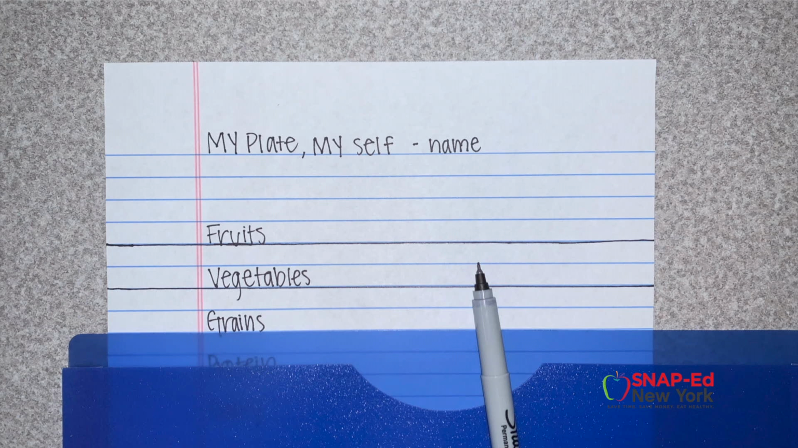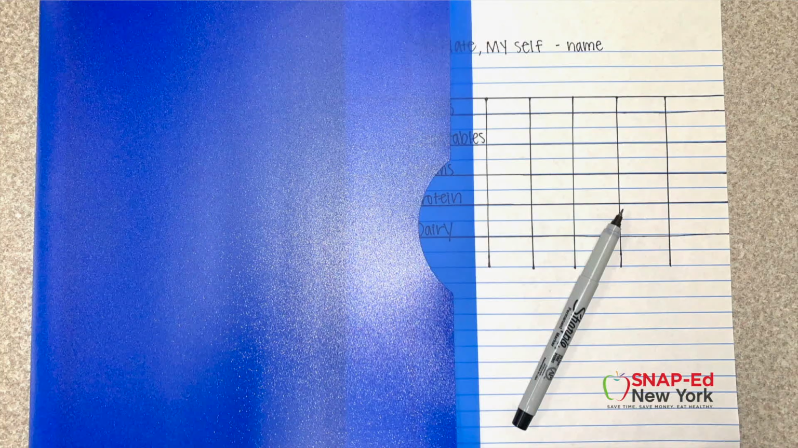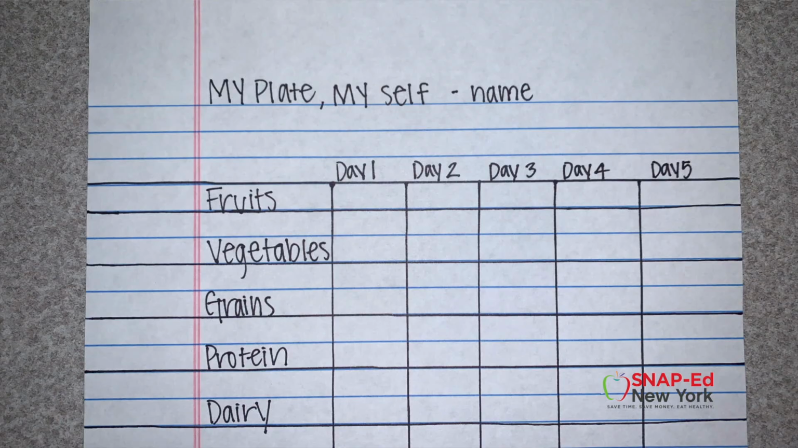Great job! Now, grab your straight edge or ruler. I'm using the side of a folder, and I'm going to make 5 straight horizontal lines to divide each food group. Horizontal means left to right. Now we're going to do the same thing, but make 5 vertical lines to divide each of the 5 days. Vertical means top to bottom. Awesome! Your planner is almost done and it looks great. We just have to label the days. Day 1, 2, 3, 4, and 5.